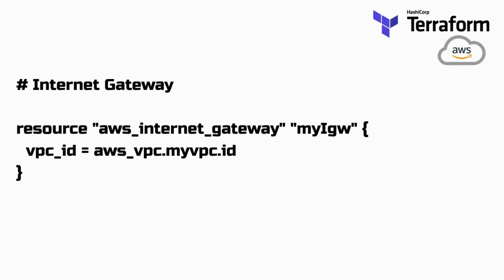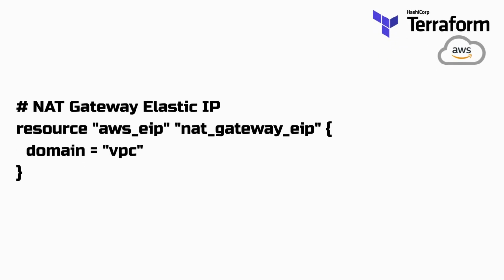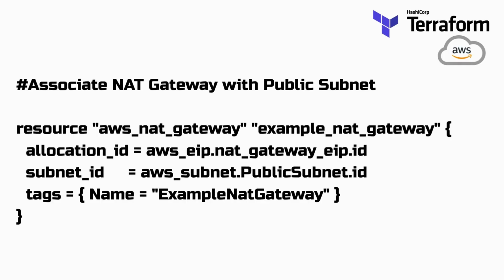Now I need connectivity. The internet gateway allows resources in the public subnet to communicate with the internet. For the private subnet, I use a NAT gateway. This lets private instances initiate outbound connections. For example, I can download software updates without being directly exposed to inbound internet traffic. I associate the NAT gateway with the public, not private subnet. That way, it will have access to the internet gateway.